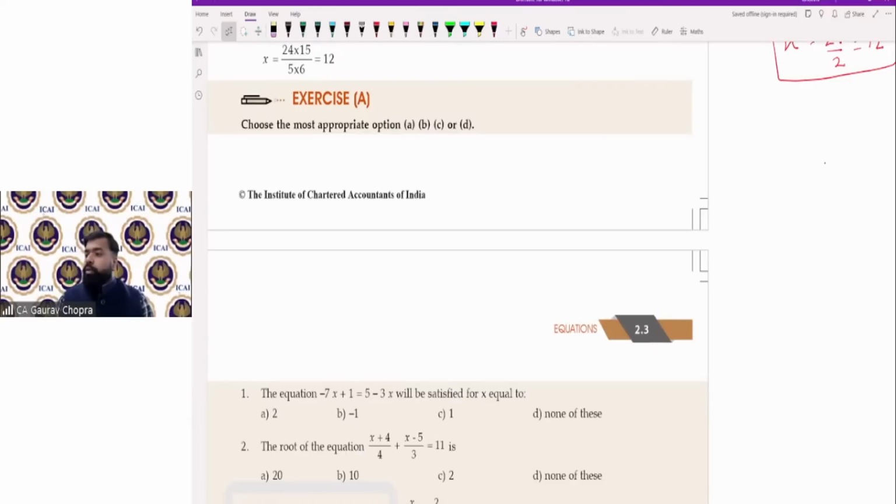Then Pujit is asking the weightage of this chapter. Yes, the weightage of this chapter you can assume around 2 to 3 marks because it is linear as well as quadratic. On average, you can take 3 marks for this chapter. All right.